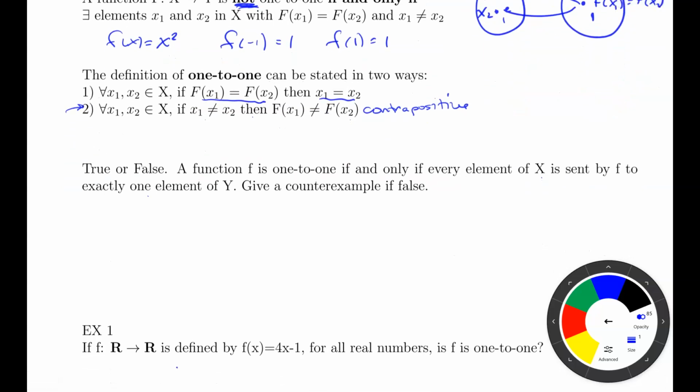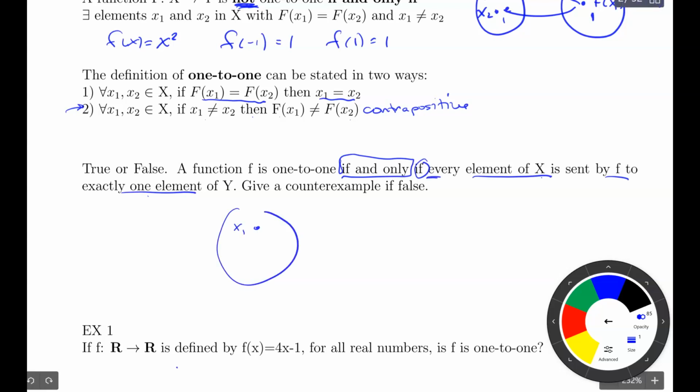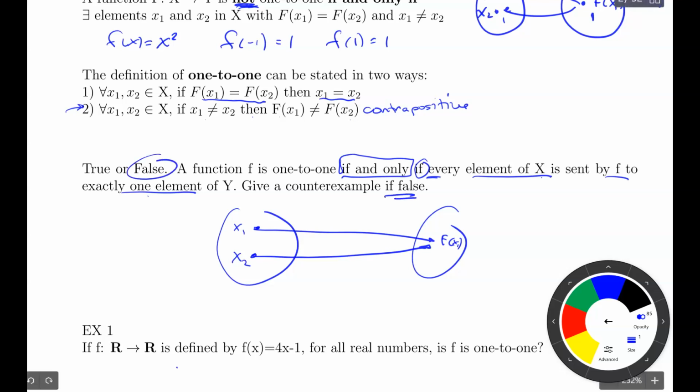So true or false? A function is one-to-one if and only if every element of X is sent by f to exactly one element of Y. Where's the if starting? The if is starting in here, right? If starts here and goes to here, so this would be f of x1. So this is sent to exactly one element, right? This is false, because you don't start in the x's. That's what this is saying. Don't start in the x's, because that just says each one of these goes to one of these. Well, yeah, that's not true.